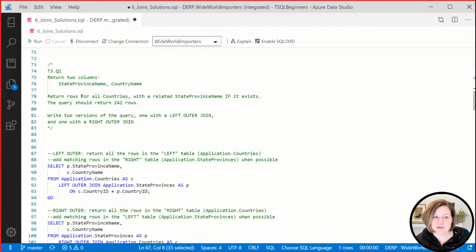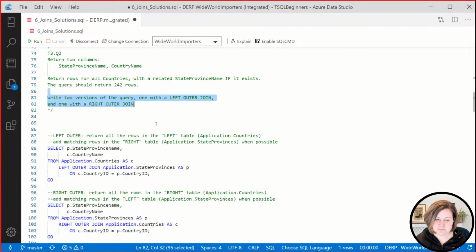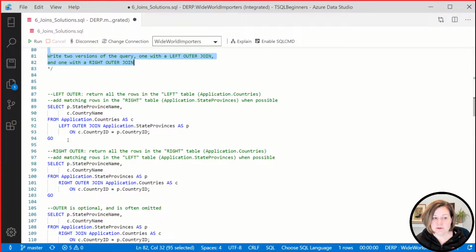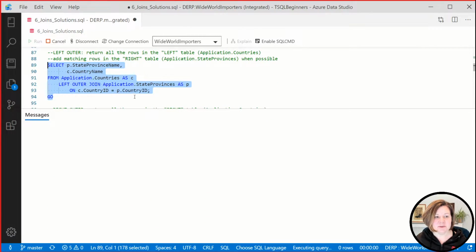Question 2, we want to return 2 columns. And for this one, we want the same 2 columns back. We want rows for all countries. And we only want the related state province name if it exists. You have a challenge to write 2 versions of the query, one with a left outer join and one with a right outer join. When we use a left outer join, I'll go ahead and run this one.